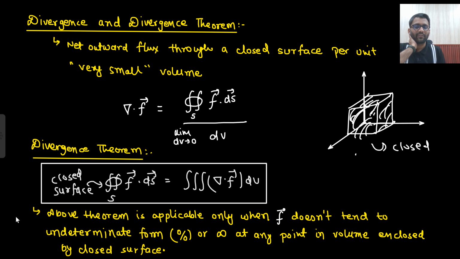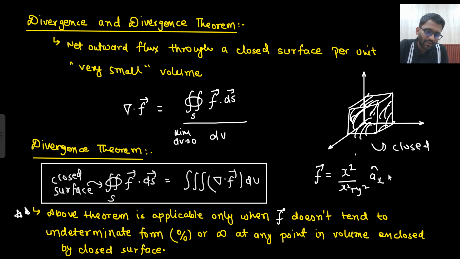Now what is this point written? Very important point. The above theorem is applicable only when your vector field doesn't tend to 0 by 0 or infinity. Indeterminate form should not be there, also infinity should not be there, at any point in the enclosed volume. What do I mean by that? Let's take an example. Vector F is given as (x square plus x square by y square) ax cap plus something ay cap, az cap, something is there. And this is my enclosed volume.